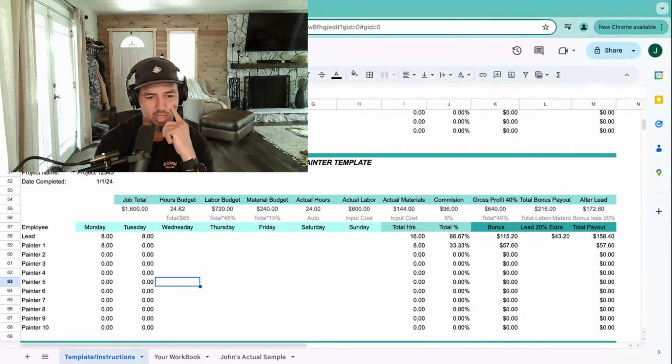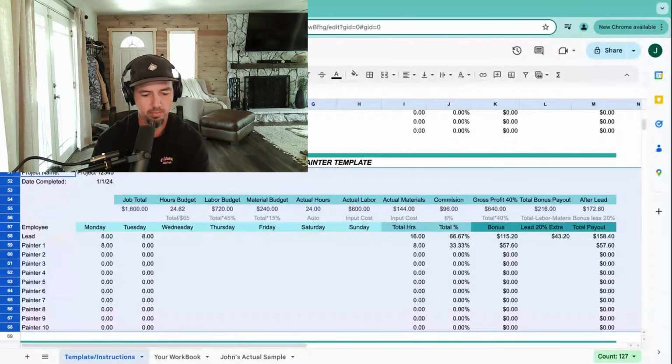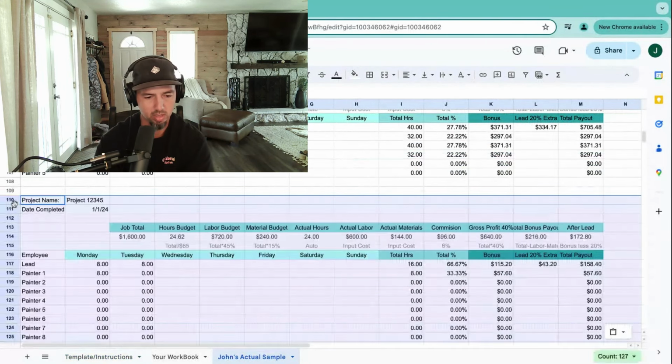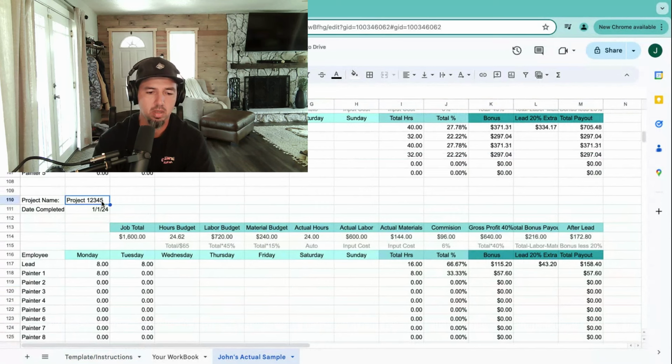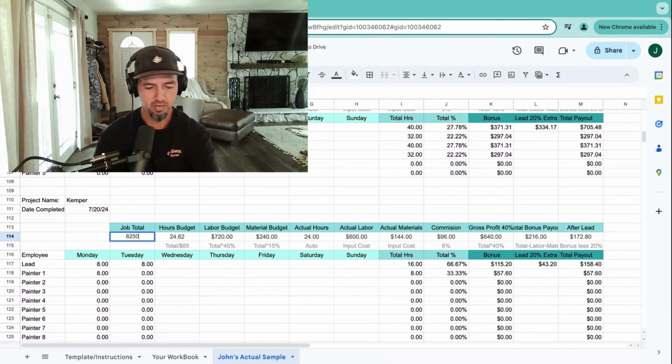Okay, so this project, we had 6 people on it. I'm going to go ahead and go in this template and just copy the 10-person template. I'll go ahead and paste it into the workbook. Okay, this project, Kemper. I don't know what last week was. Let's call 720. All right, this total project was $82.50. It was an exterior project.